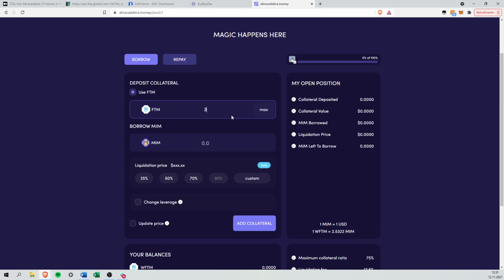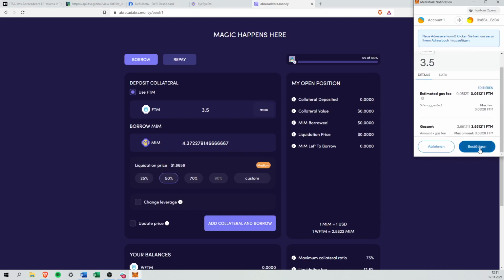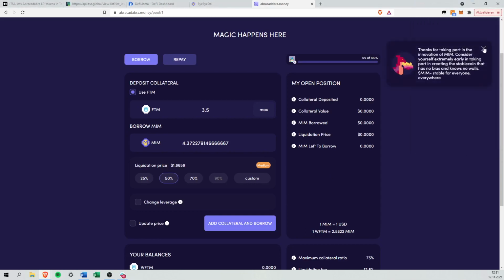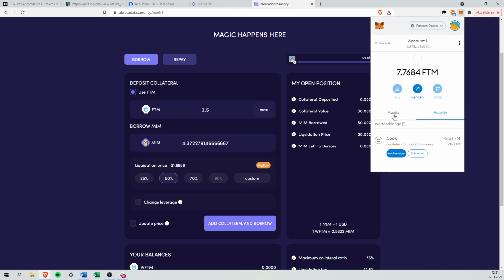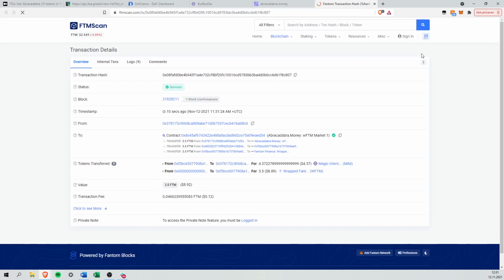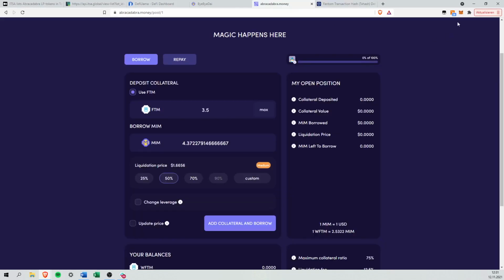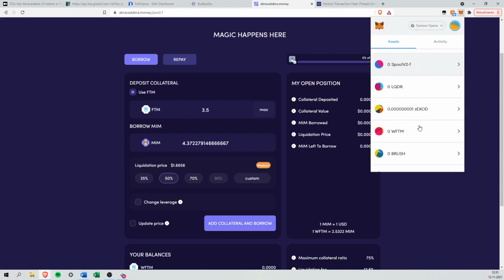7 Phantom. Let's say I want to deposit 3.5. I want to borrow 50% of my collateral value in MIM. This would be now 4.37 MIM. So I add collateral and click on borrow. I agree. And now I will receive MIM in return for my wrapped Phantom, which I deposited as collateral. And this MIM should be now also showing up in here likely. Yep. So I have now 13.379 MIM, and with these MIM I could do many different things.